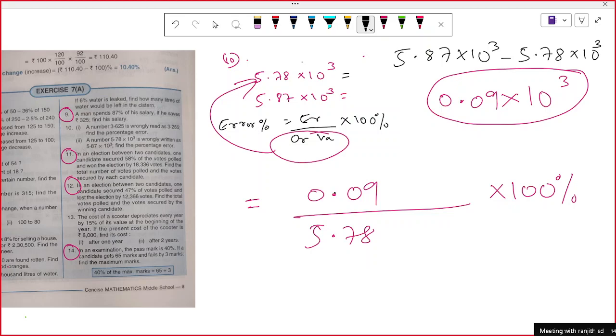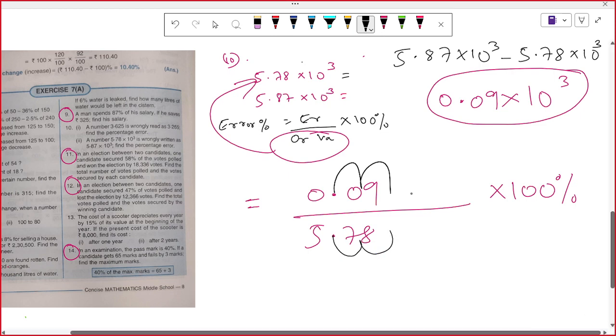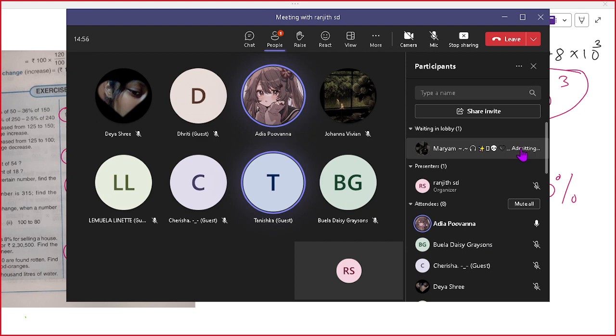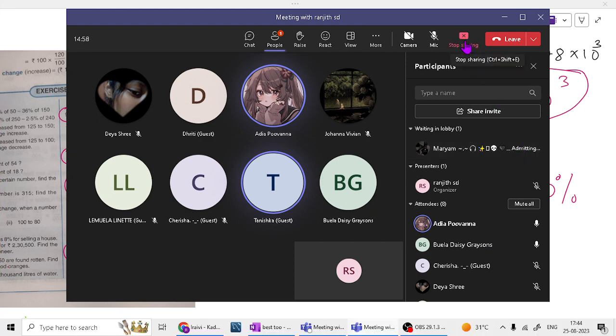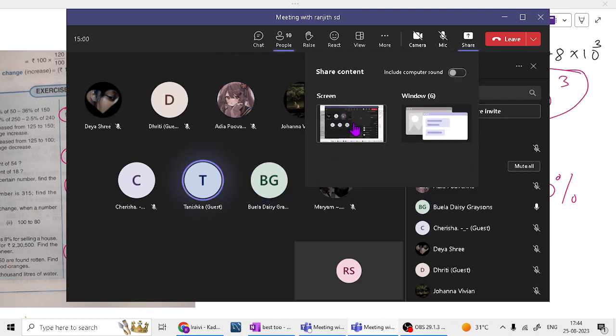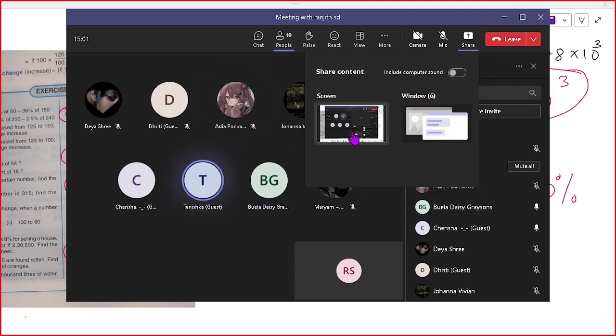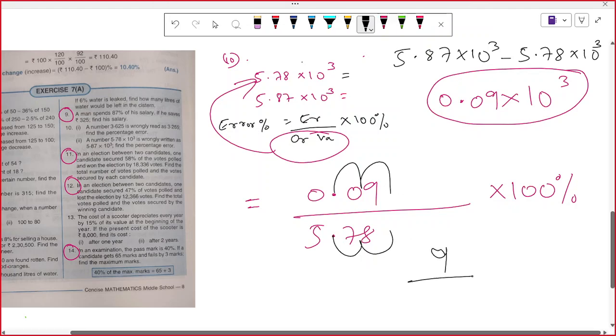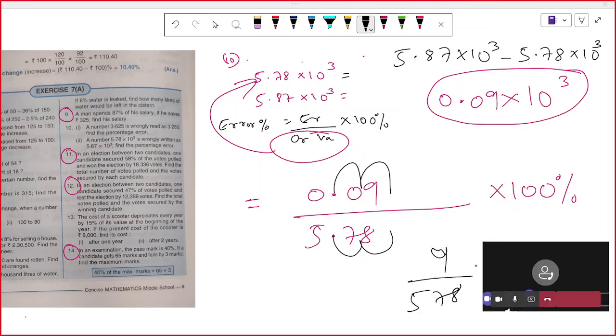Then there is decimal. How many places do I have to shift? 2 positions. Here, 2. So what do I get? The numerator 9, so 9 by 578 into 100. Even yesterday we got the same value, right? So there are two methods. You can do this way or that. You get 9 divided by 578 into 100%.